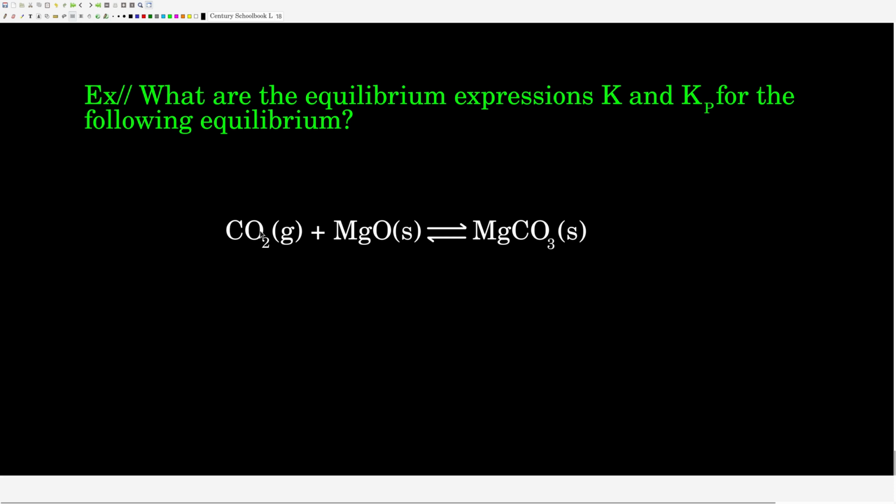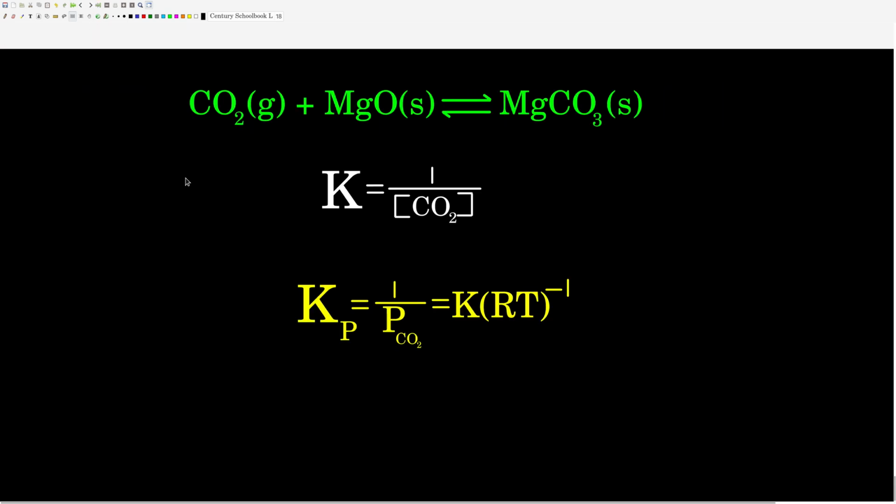Welcome back. Because we have solids here, they do not appear. The only thing we have that's not a solid in this equilibrium is the reactant carbon dioxide. So we're going to write K is equal to 1 divided by the concentration of carbon dioxide. This has to be in the denominator because it's a reactant, so we need the 1 up there.